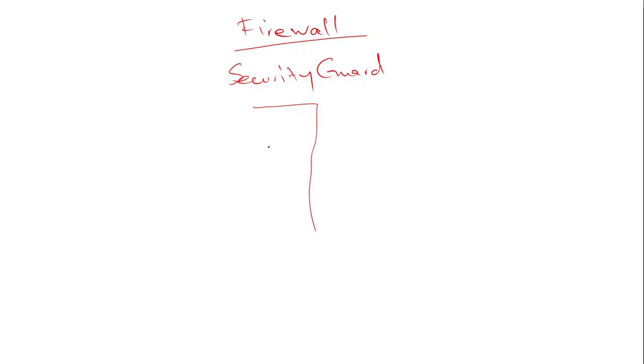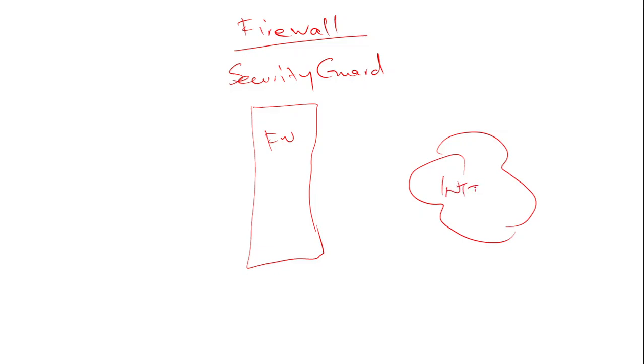So what does a firewall do? A firewall is like a security guard. Its role in an organization, suppose this is our firewall and this is the world. Let's denote the world by the word internet. Internet means the world. We don't trust the internet because bad people stay in the internet.